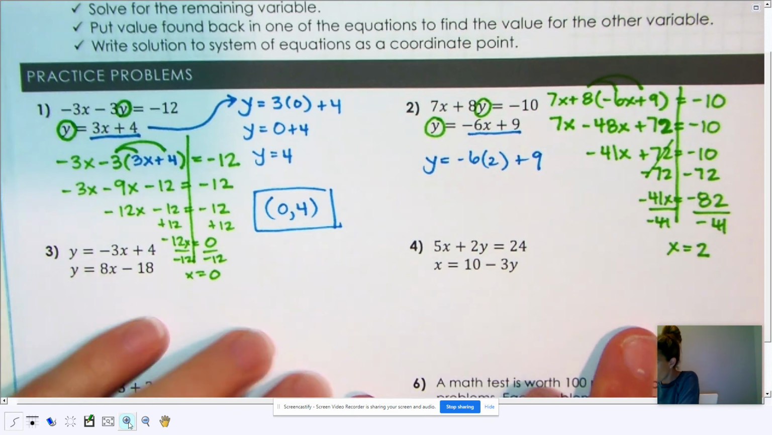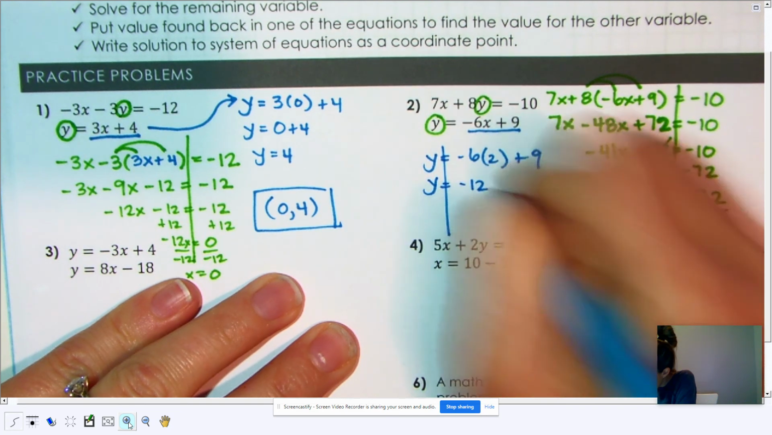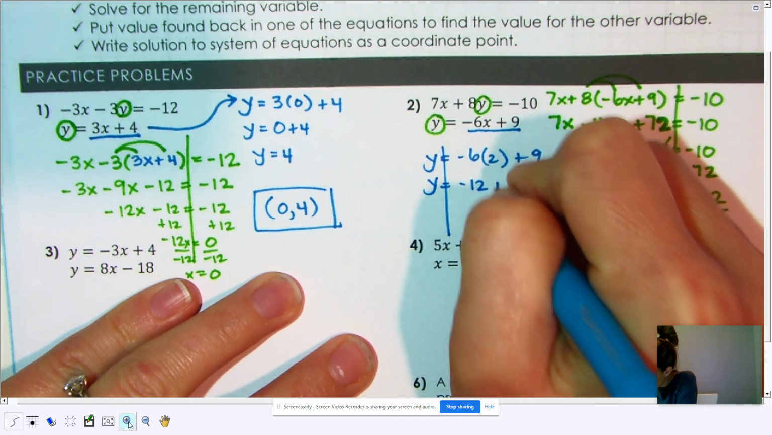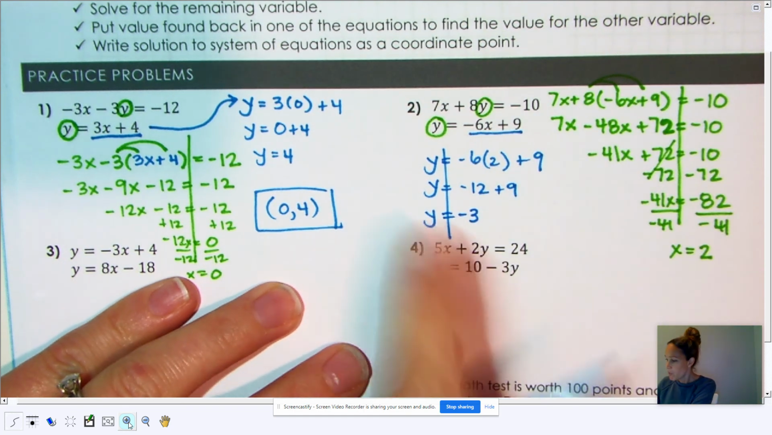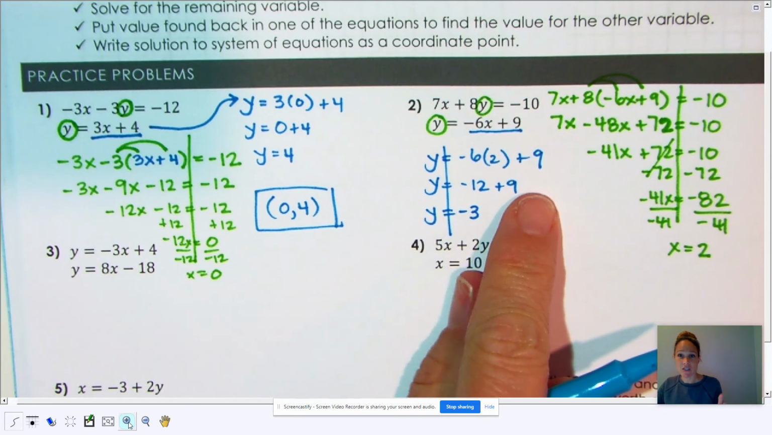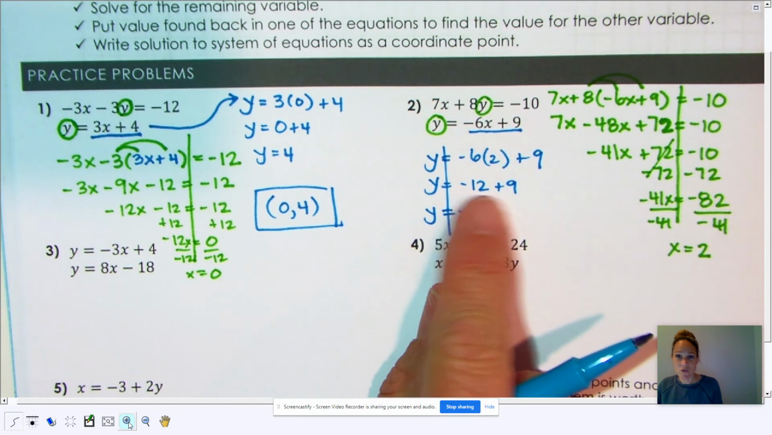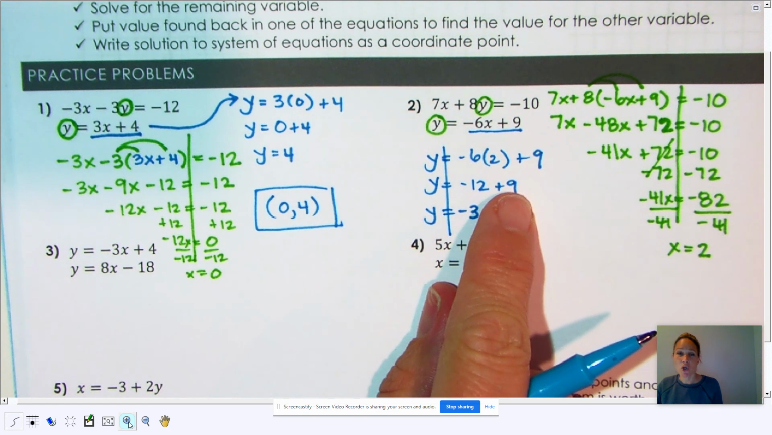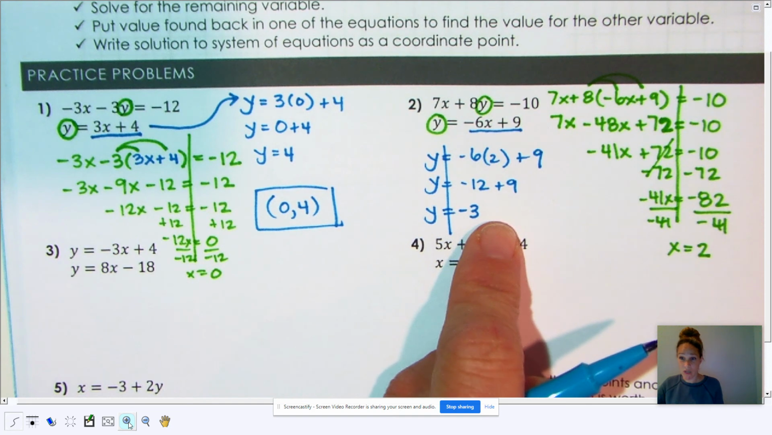All right, so y is equal to negative 12, because a negative times a positive is a negative, plus 9. So y is equal to negative 3. So whenever we have negatives and positives that we're putting together, remember that they're opposites and they'll cancel each other out. Another way to look at it is if the negative team has 12 and the positive team has 9, who's winning and by how much? So the negative team has 3 extra points.